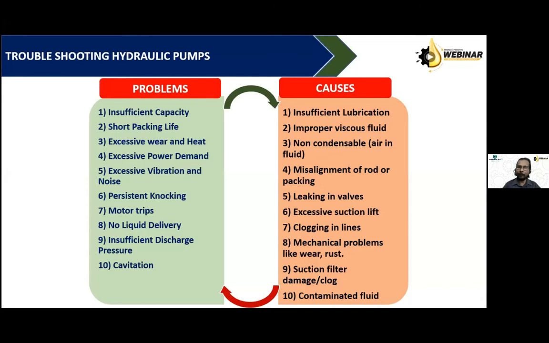Excessive power demand, again draining of the liquid, excessive wear and heat, solid contamination, and in a few cases moisture contamination also causes heat due to bubble rupture. Cavitation is nothing but due to foaming. So all these issues can be addressed well in advance if we address the quality of the working fluid by proper sampling, proper testing, and proper reconditioning method.